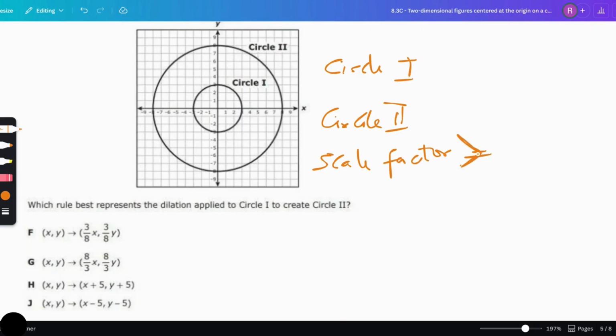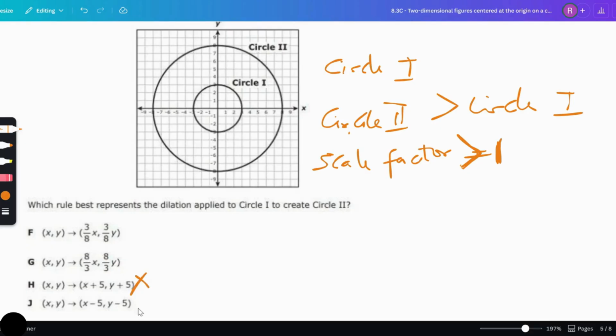greater than 1. Considering that circle 2 is greater than circle 1, the scale factor must be greater than 1. If you multiply, it must be greater than 1. If you dilate any circle by something and the resulting shape is bigger than the original one, that means you have multiplied by something that is greater than 1.